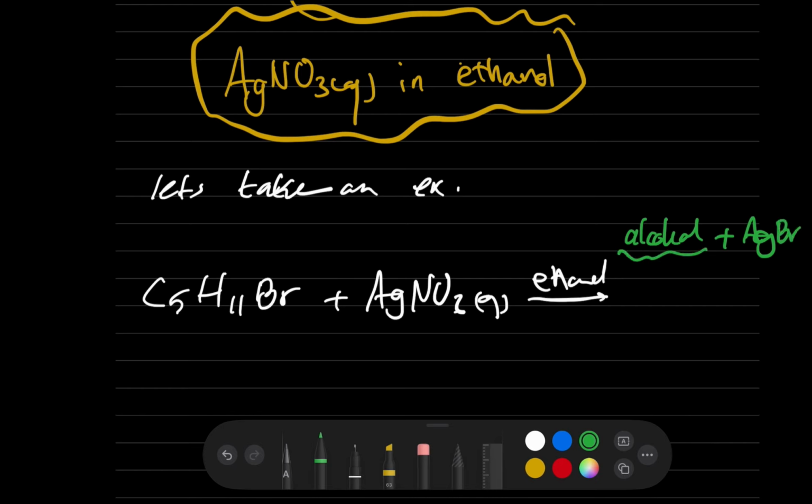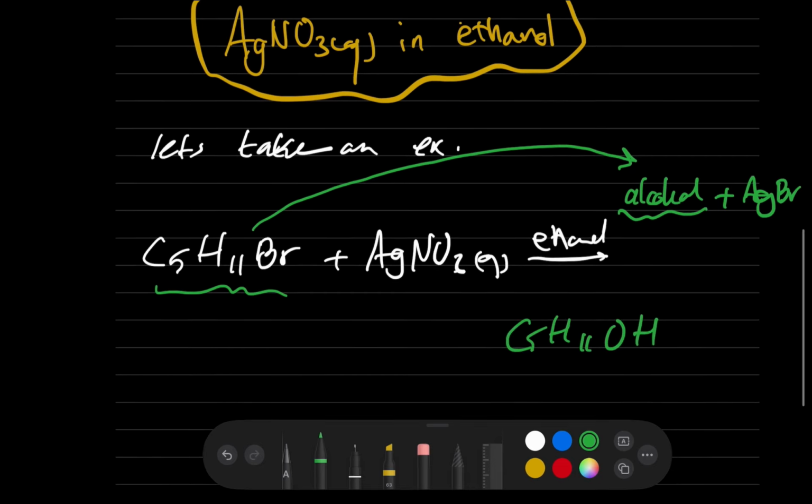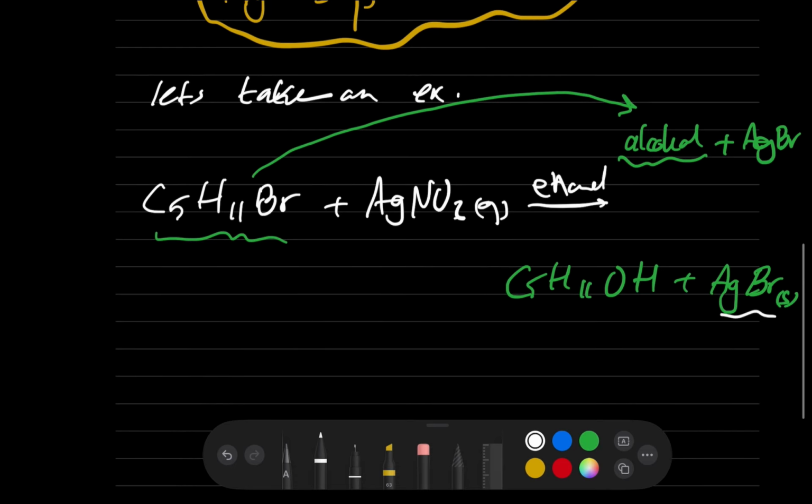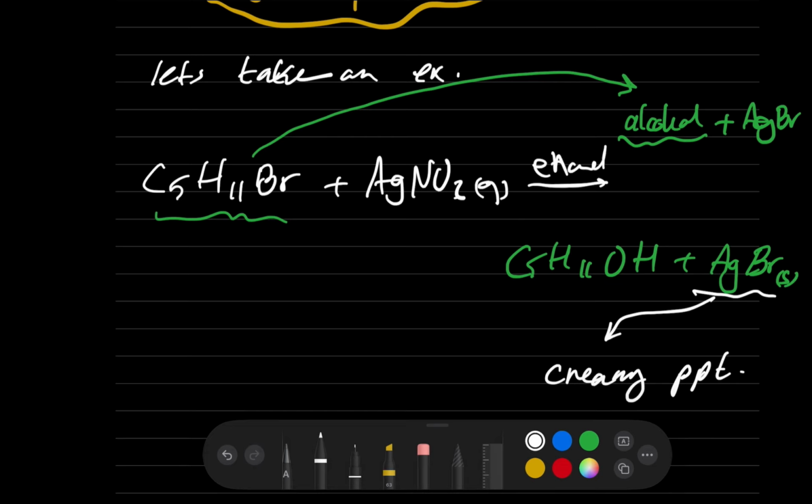The halogenoalkane in this case will undergo a substitution in which it changes to alcohol, and the product is C5H11OH, which is pentanol, in addition to silver bromide in solid state. As we can see, silver bromide has a creamy precipitate color. So the observation in this case is a creamy precipitate, and as a result we can deduce that it contains Br.